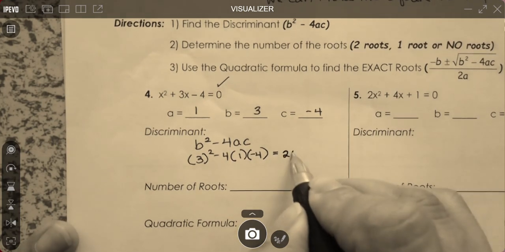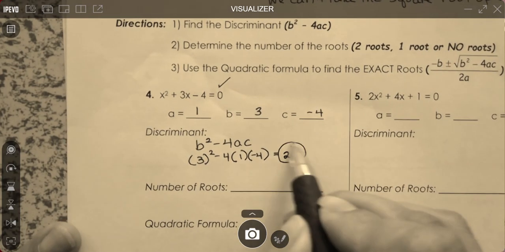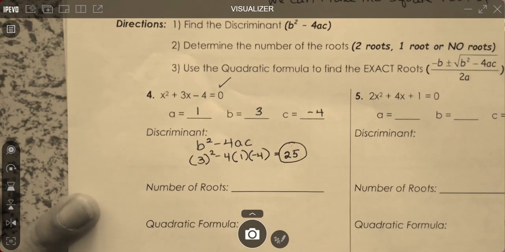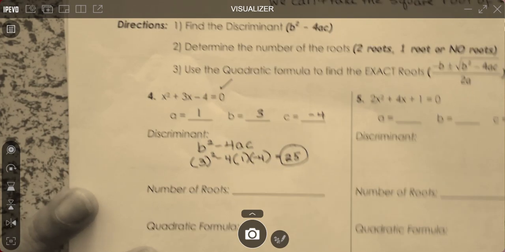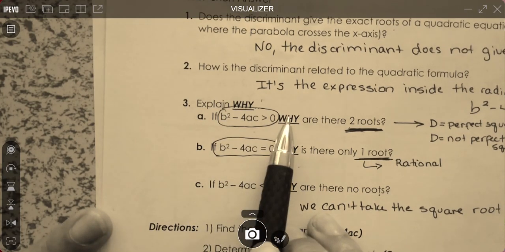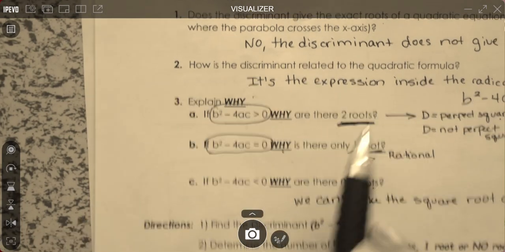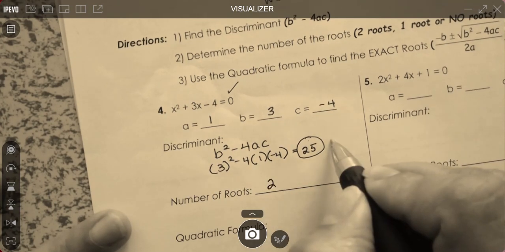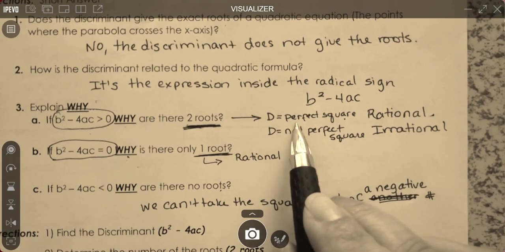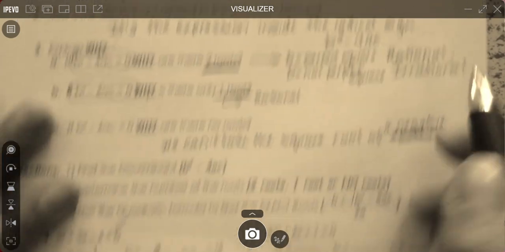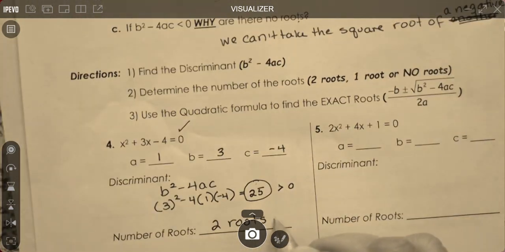Okay. All right, so the value of the discriminant is 25. Now, how many roots does that give us? 25 is not the root. The fact that the discriminant is greater than 0 tells us that we have 2 roots. Now, are these roots going to be rational numbers or irrational numbers? Rational, because 25 is a perfect square. So it's going to be 2 roots that are rational.